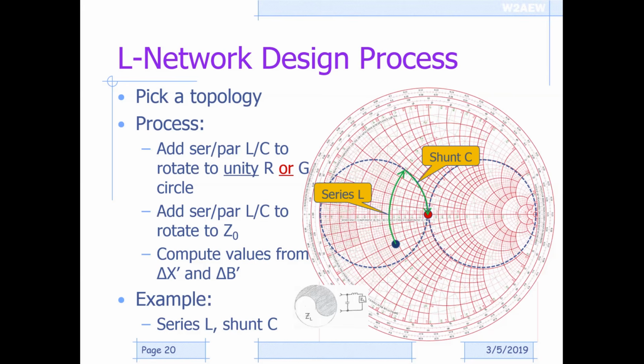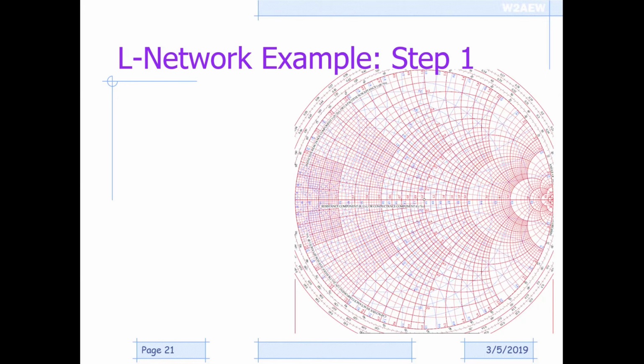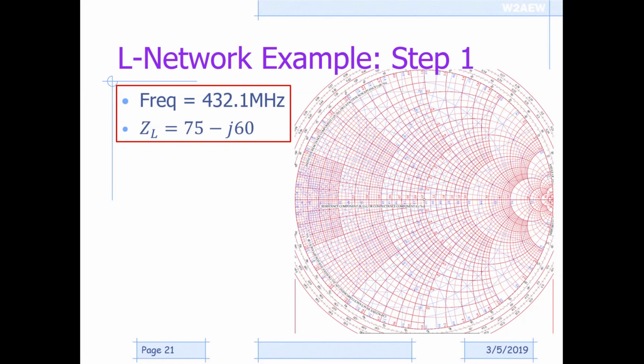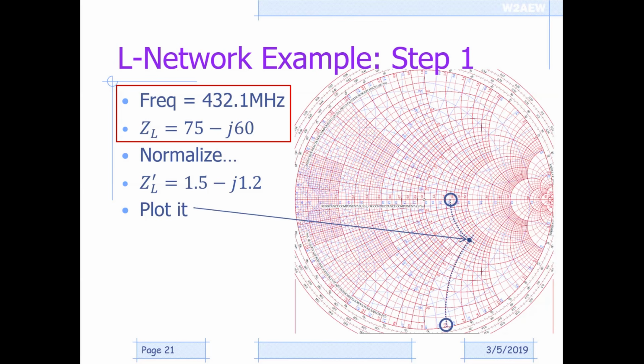So let's do an example. The first step we want to do, again, is let's say we're operating at 432.1 megahertz and we've measured an impedance with, say, an impedance analyzer or vector network analyzer of 75 minus j60 ohms. So first we need to normalize that, and that gives me a normalized load impedance of 1.5 minus j1.2. So we want to go and plot that value. So there we have it right here.